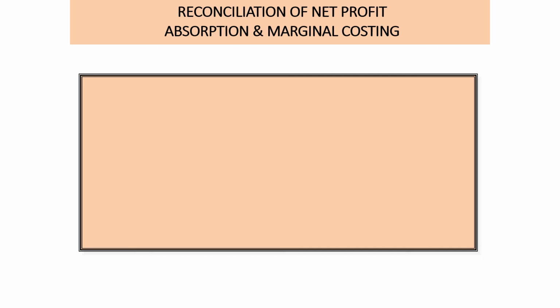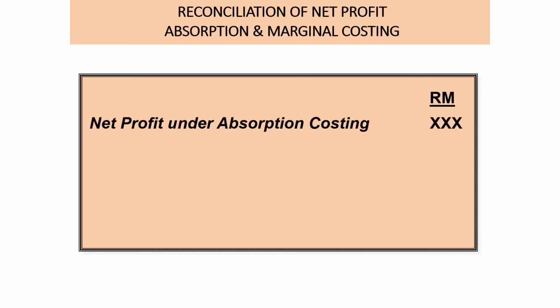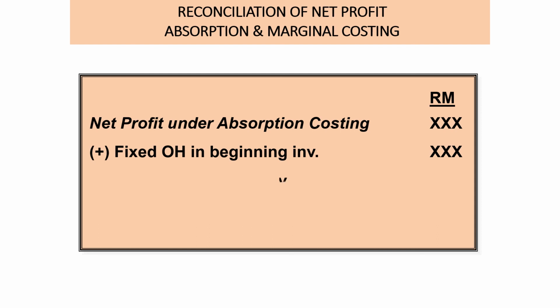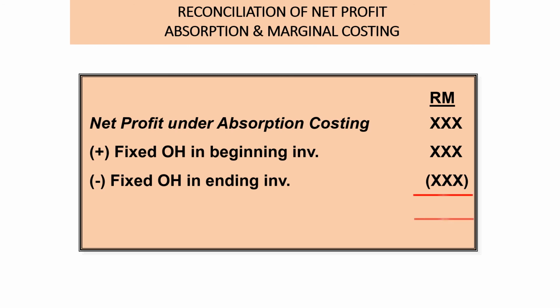Next, we have to do the reconciliation of net profit between absorption and marginal costing. Net profit under absorption costing plus fixed overhead in beginning inventory minus fixed overhead in ending inventory. So we will get the net profit under marginal costing.